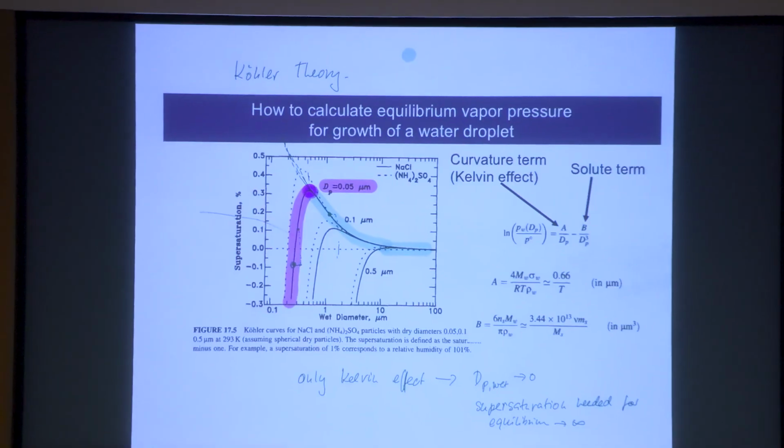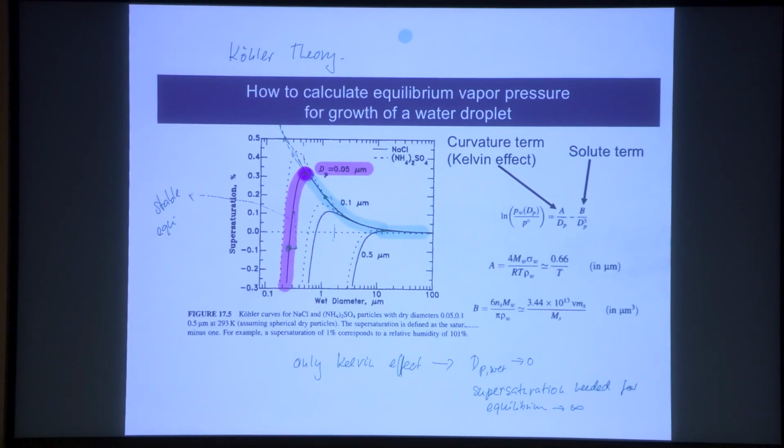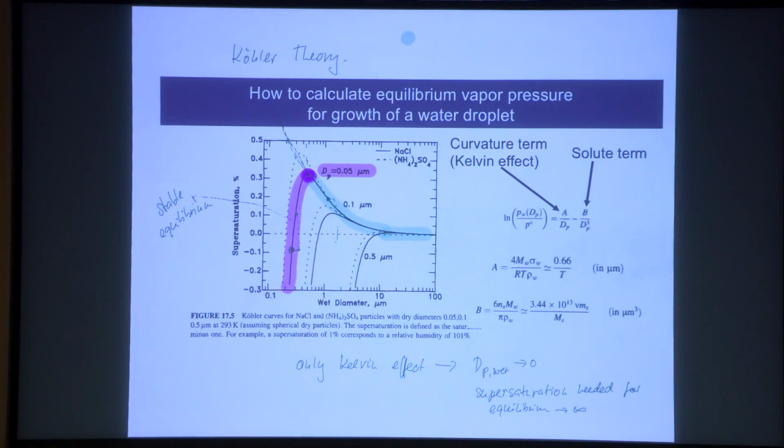So we go from a stable equilibrium over here to an unstable equilibrium over here. And then there's this maximum point here, a bifurcation, but this point is a very important point in aerosol science. That is called the critical diameter.